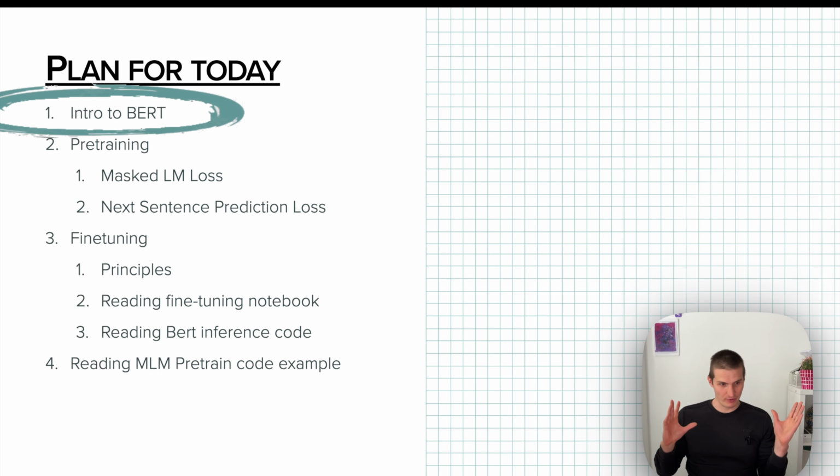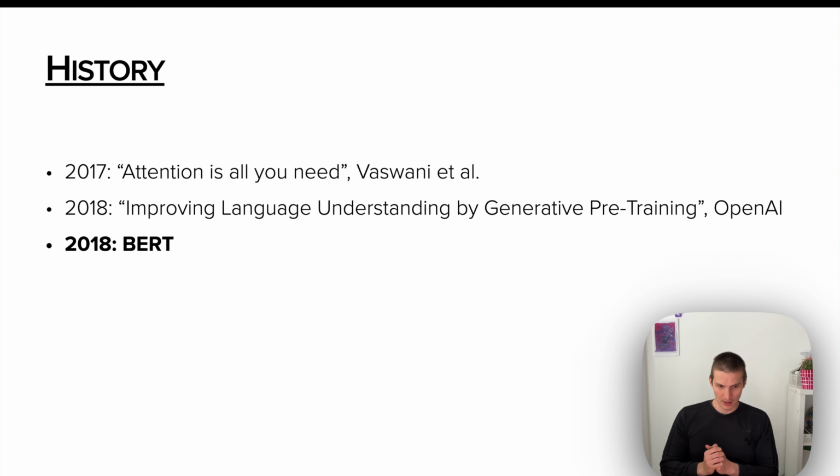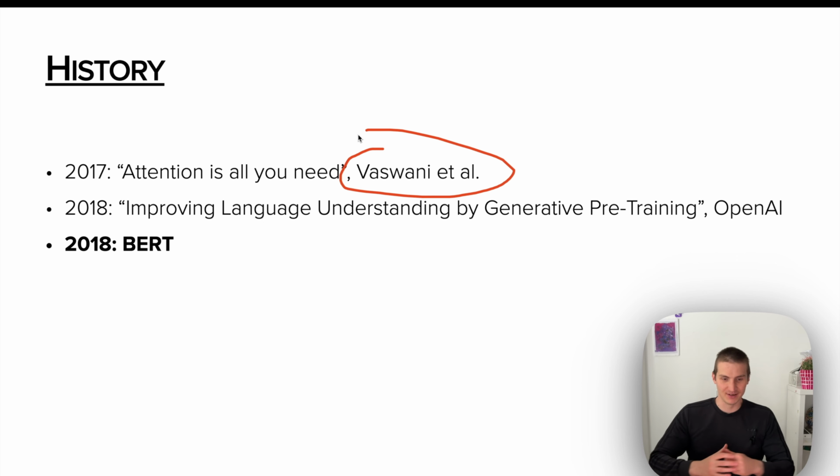Okay, so let's start with what is BERT. A little bit of history once again. So in 2017, in a paper called Attention Is All You Need, which is, as far as I know, the most cited paper of the decade, at least, and in literature it's usually just referred to as Vaswani et al., it basically introduced the transformer architecture.